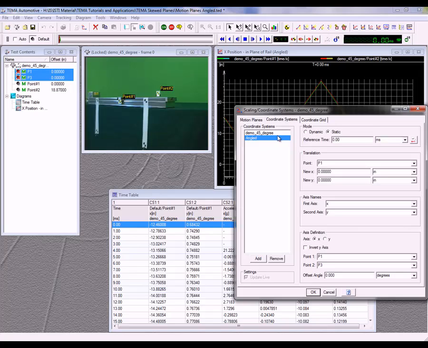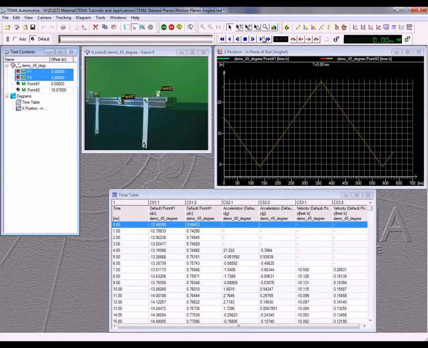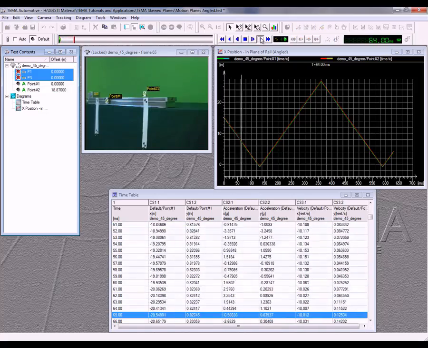Now we need to go to the coordinate system and set up a coordinate system using P1 as the 0 point and P3 as being a second point which defines the axis. After tracking, we have again 2 superimposed curves.